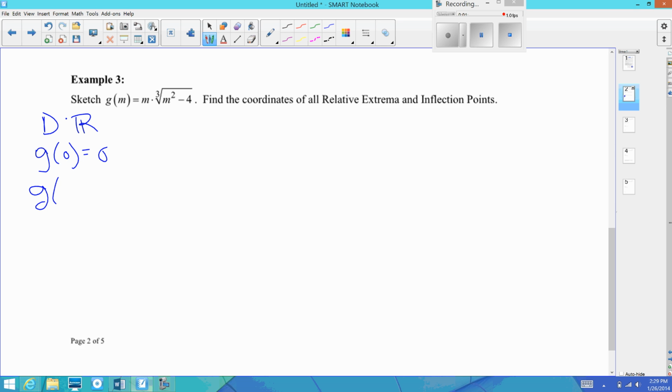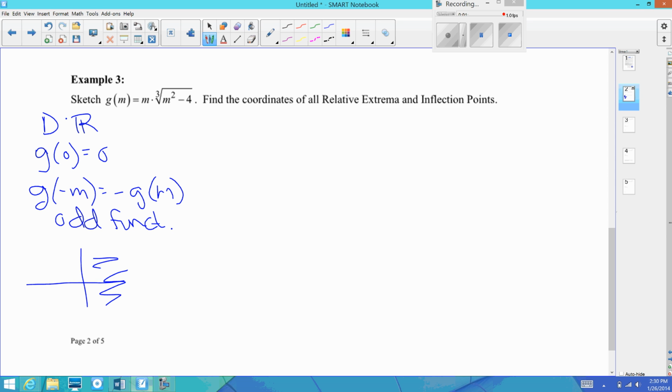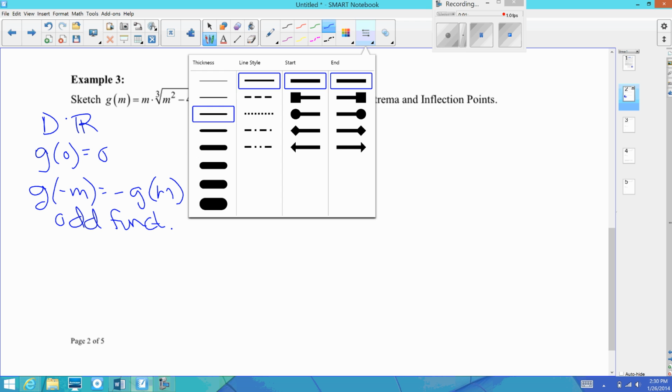Another thing you might want to check is if it's even, odd, or neither. So if we plug in a negative m, we actually get the opposite of what we started with. And if you remember that, that means it's an odd function. All right, so that's going to help us graph it, because if we can get this piece over here, then we'll be able to pull together the whole function, because then we just have to rotate it around. All right, let's get back to that.